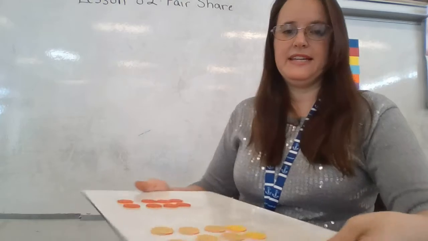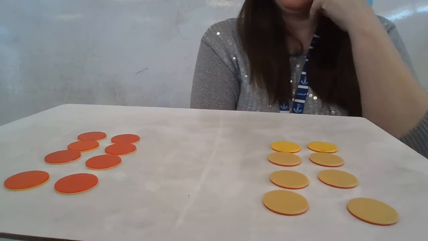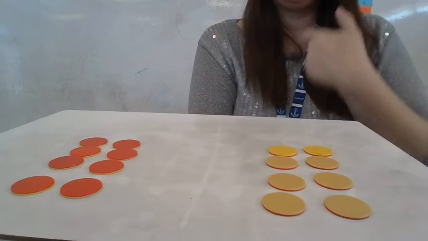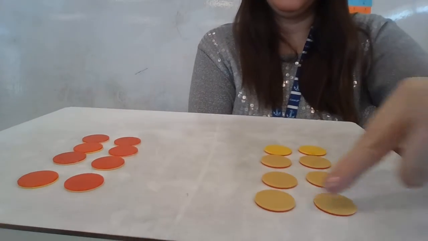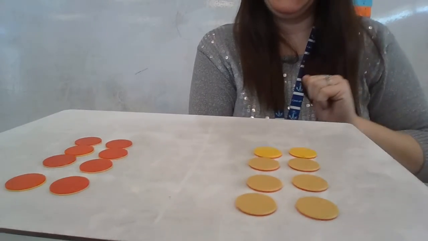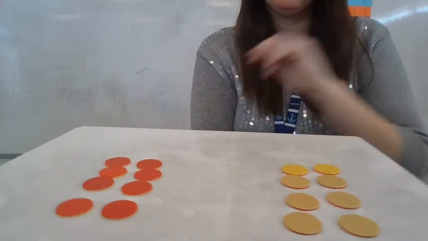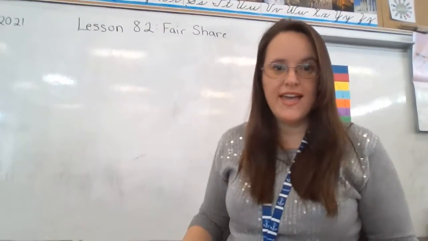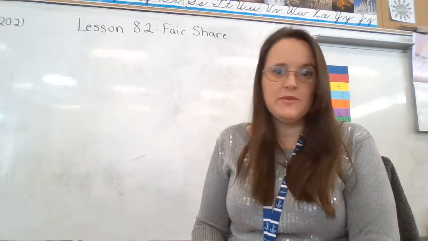So I split mine into yellow and red so that you'd be able to see them better. There's my equal groups. How many did you get in each equal group? I got 2, 4, 6, 8, and 2, 4, 6, 8. So I have 2 equal groups of 8. That should be what you got as well, 2 equal groups of 8. We're going to do that same activity one more time.